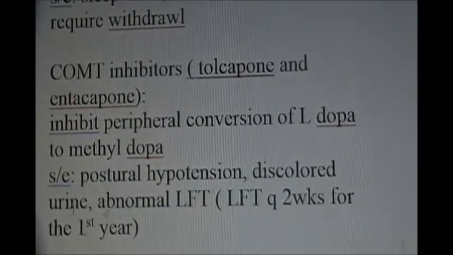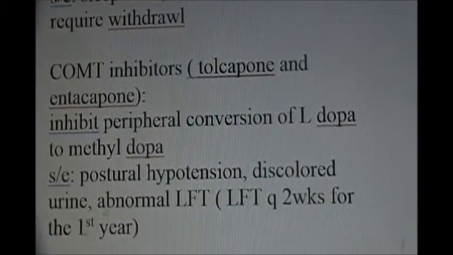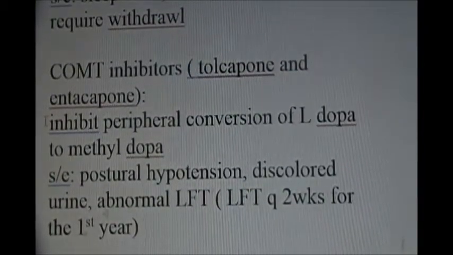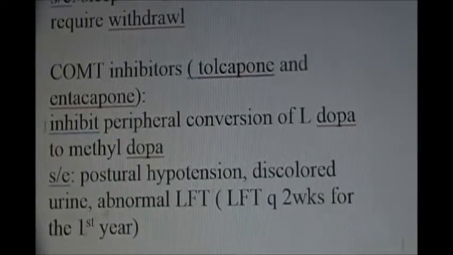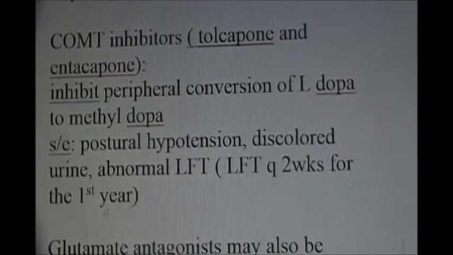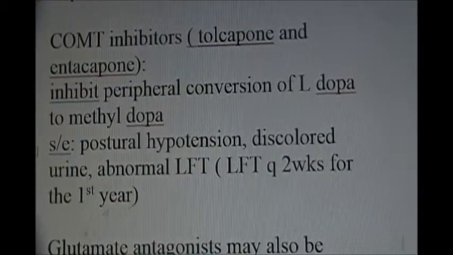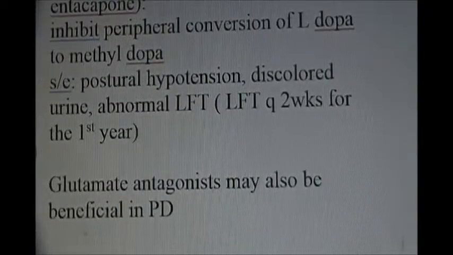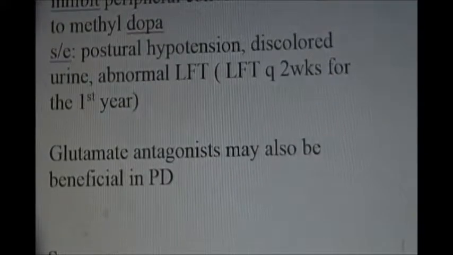The COMT inhibitors, tolcapone and entacapone, inhibit the peripheral conversion of L-DOPA to methyl-DOPA. Remember that the other drug, carbidopa, prevents the conversion of L-DOPA to dopamine, but COMT inhibitors prevent the conversion of L-DOPA to methyl-DOPA. The side effect with these drugs, because they are antihypertensive, is postural hypotension, and they also cause discolored urine, and there may be an abnormal LFT. In these patients, LFT is done every 2 weeks for the first year of treatment.